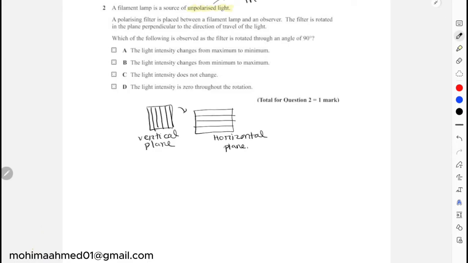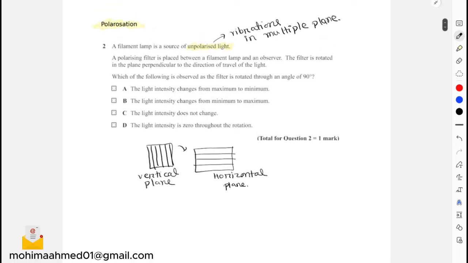But if this entire experiment was carried out with plane polarized light, then rotating that filter by 90 degrees would give zero intensity. Over here it will not be zero; there will be no change in intensity, because we were working with a filament lamp, which gives unpolarized light. So in that case, option C is your correct answer. The intensity does not change.